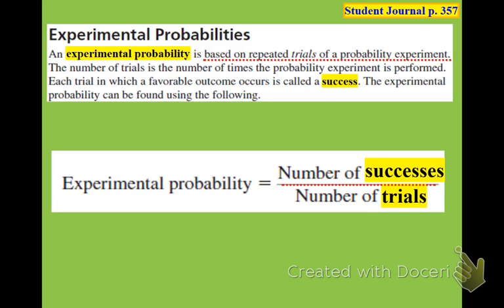So experimental, you do the number of trials. How many times did we flip the coin? 13 times. How many times did we flip heads? 7. What is 7 out of 13? Type it in. It's around 50 something. 53 or 54%. 53.8%. That's confusing.